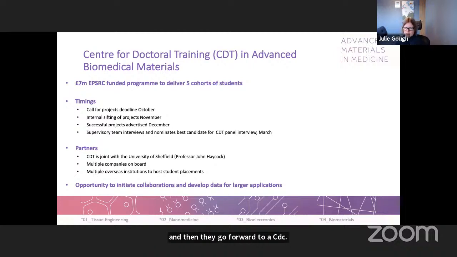This is a programme that's joint with the University of Sheffield, and we've got many companies on board that collaborate and act as industrial partners. And we've got a lot of overseas institutions where students can be hosted as student placements. So the students get an opportunity to do an approximate 3-month placement in a company or an overseas institution or anywhere really that's going to enhance their employability.